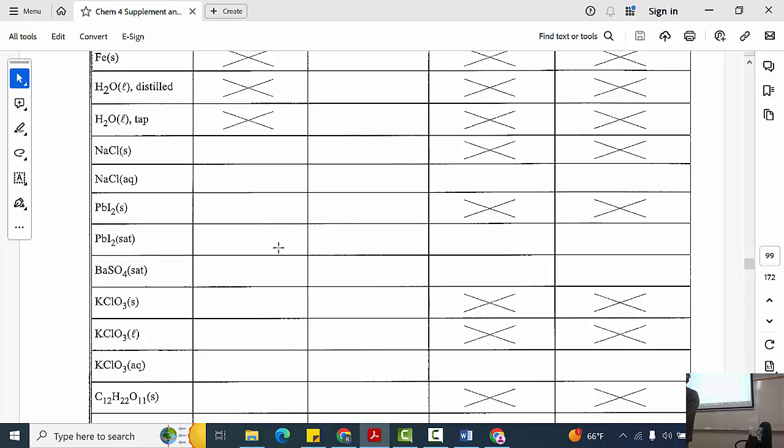This is what? Lead(II) iodide. Lead(IV) iodide is not so common, so when people say lead iodide, then it's got to be lead(II), because lead(IV) is just not that common, but we still should be careful.